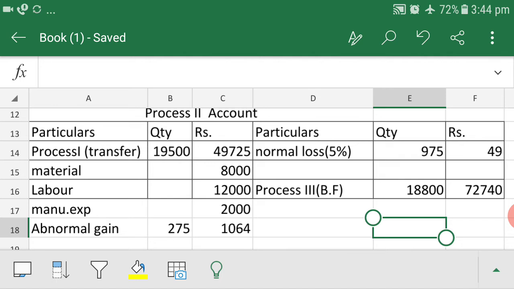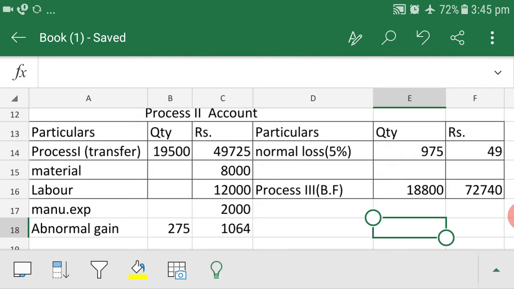That point alone has a difference between process 1 account and process 2 account. Value of abnormal loss equation is the same: total cost divided by normal output in units into abnormal gain in units.